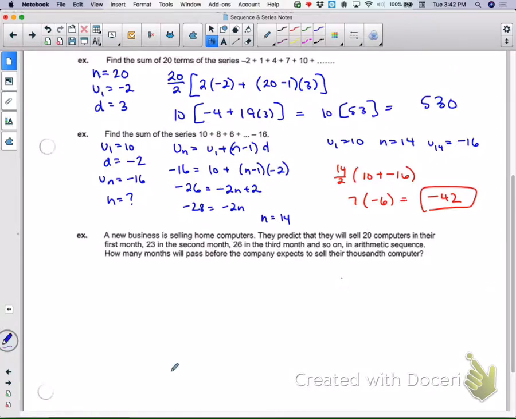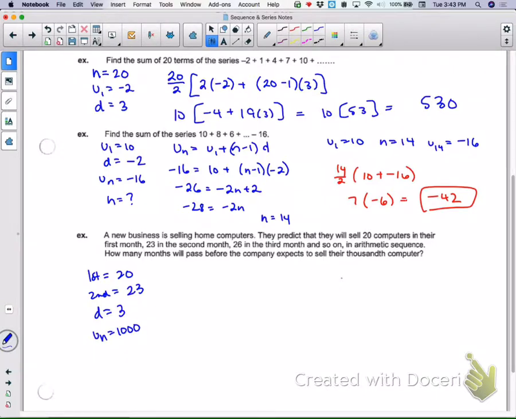Okay, so this is not exactly a straightforward sum question, but it is a sum. If I want to sell 1,000 computers, think about this. The first month is 20. The second month is 23. So how many computers have they sold total? 43. That's a sum. Okay, so my common difference here would be 3. My U sub n is 1,000. I just don't know when that happened.